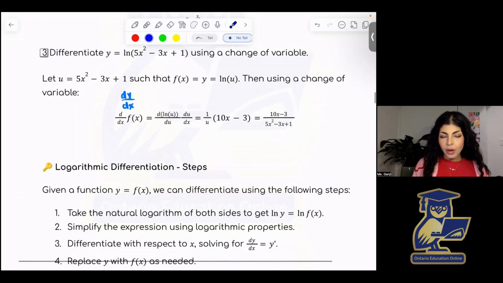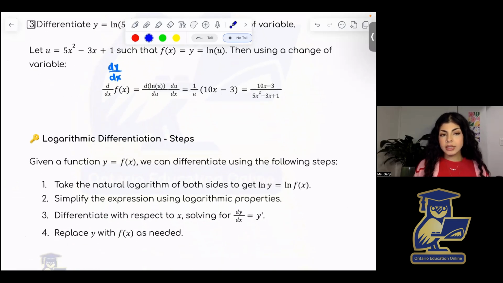So now I'm just giving you a key idea, and this is back to example 1 of when we used logarithmic differentiation to help us differentiate maybe more complex derivatives. And then we're going to do an example for this as well.